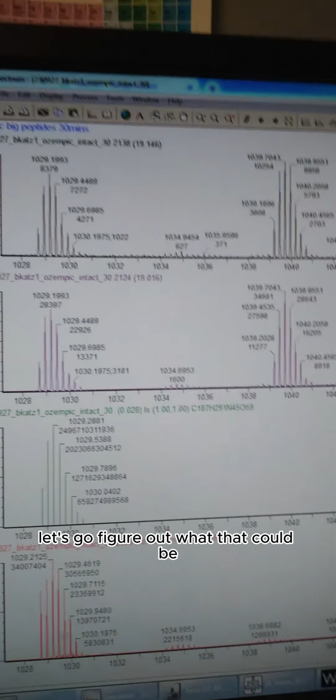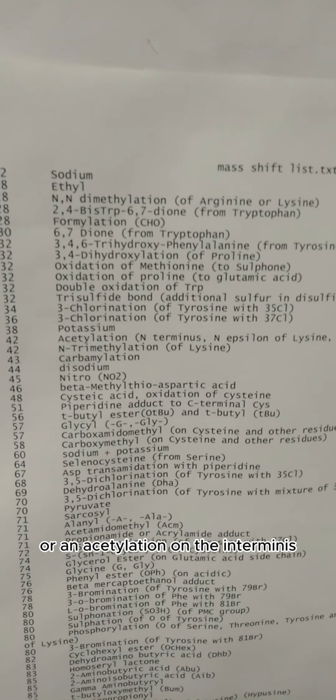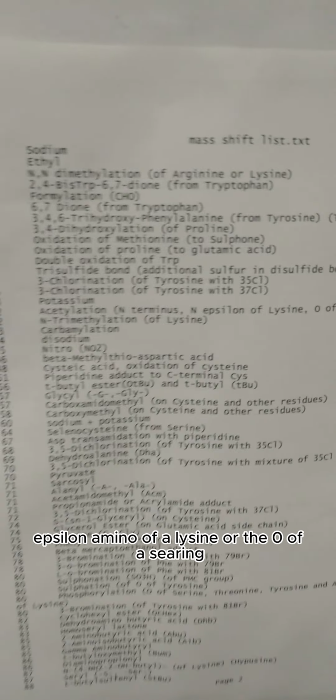Let's go figure out what that could be. Got the mass shift list. This is all the known proteoform mass shifts that I have on my mass shift list. And we go and look at 42. And that is either a trimethylation on a lysine, or an acetylation on the N-terminus, the epsilon amino of a lysine, or the O of a serine. My guess, based on the structure of this, is an O-serine acetylation.